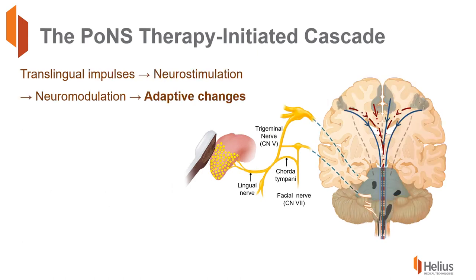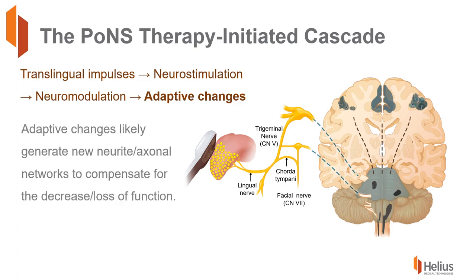Frequent and repeated activation of these cortical areas may lead to changes to defective neural mechanisms that fail to deliver functional signals to the spinal cord for control of movement functions. These adaptive changes consist mainly of generating new neurite axonal networks to replace or repair the canonical pathways impaired by the disease and compensate for the decrease or loss of function.